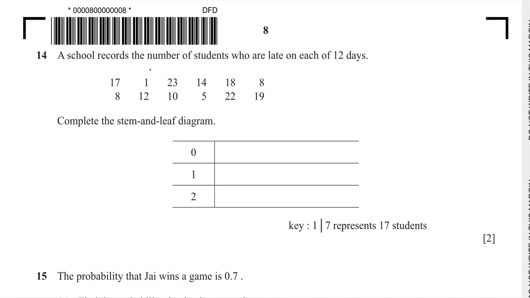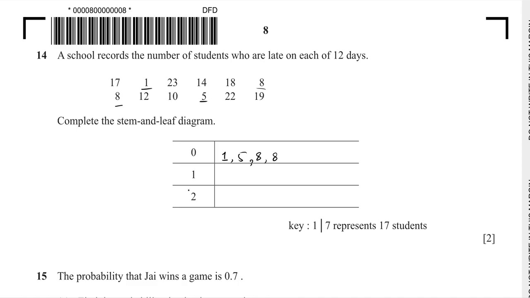Question number 14. A school records the number of students who are late on each of 12 days. So there are 17, 1, 23, 20, 14, 18, 8. Complete the stem and leaf diagram. First we have 0 as a stem, and for the leaves we write all the numbers under 10. So we have 1, we have 8, sorry, before that we have 5. We have 8, we have another 8, and is there anything else? I don't think so.